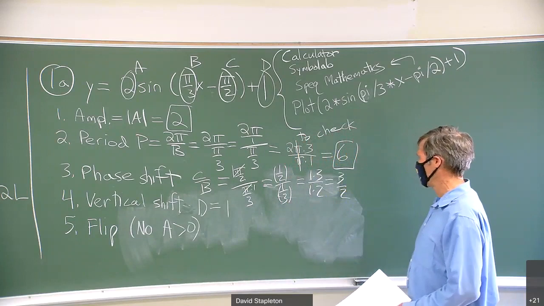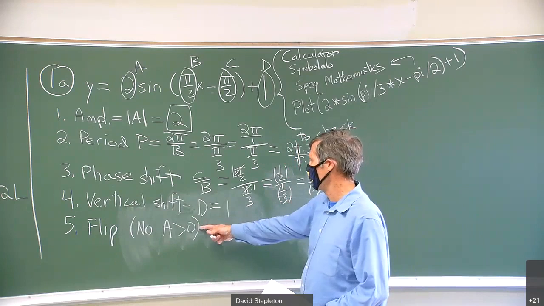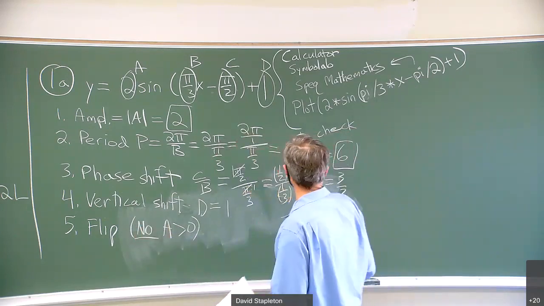All right, so the phase shift is 3 halves, and vertical shift is 1, and there's no flip. So there's the 5 properties. Now I can sketch this.